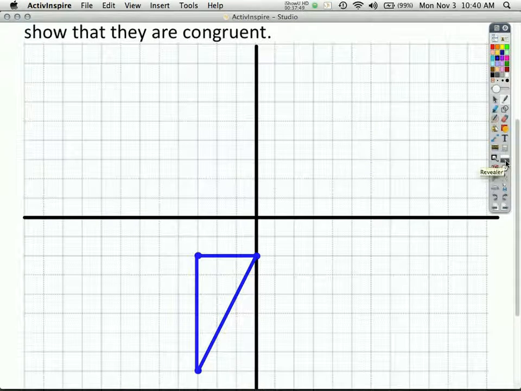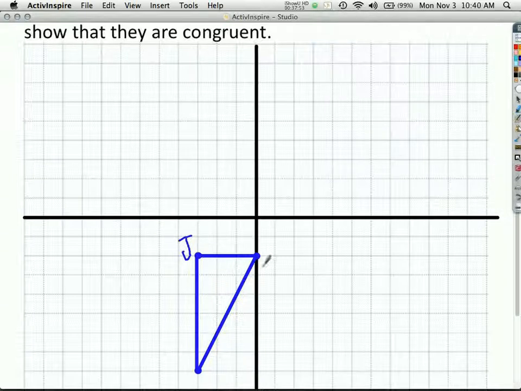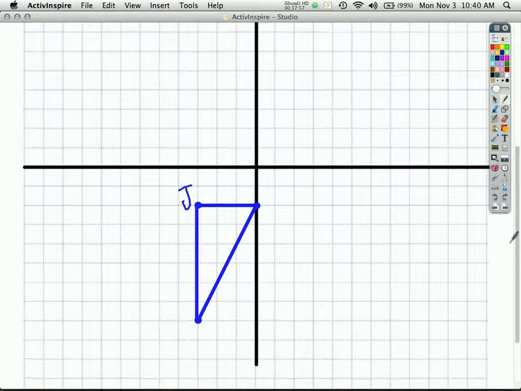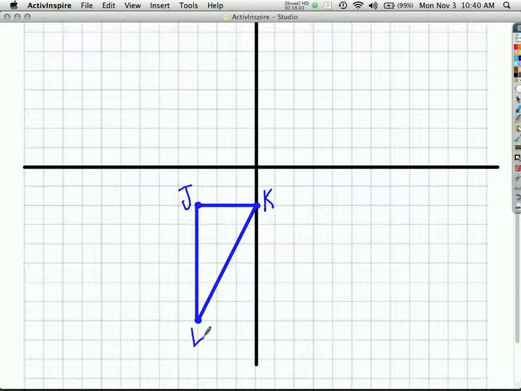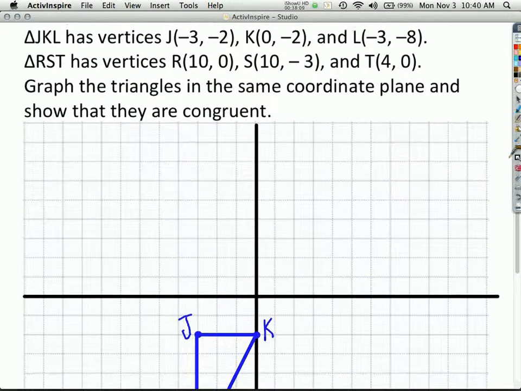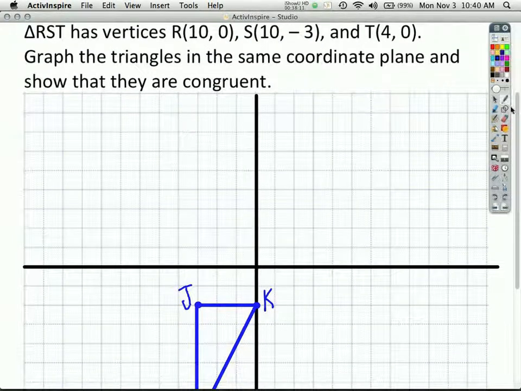So this was J, that was... Okay, now I'm getting confused. K and L. Any questions about how we put that down? That's pretty basic. And then RST.